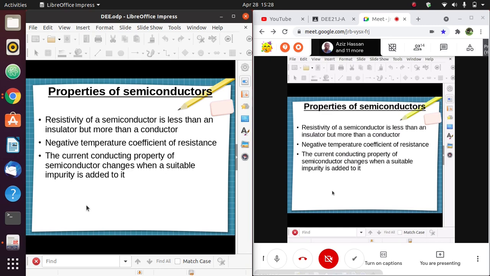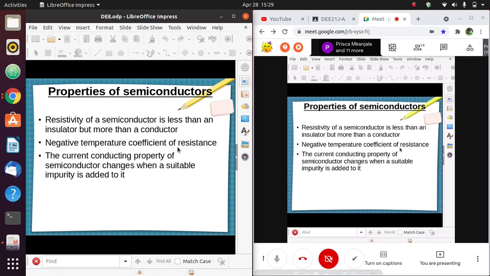Now, they also have a negative temperature coefficient of resistance. Now, there's a calculation to do this, but this basically means that if I reduce the temperature of that semiconductor, then the resistance increases. And if I increase the temperature of that semiconductor, then the resistance reduces. And this is usually prevalent. We see this sana sana in intrinsic, pure semiconductors whose performance is largely dependent on temperature.